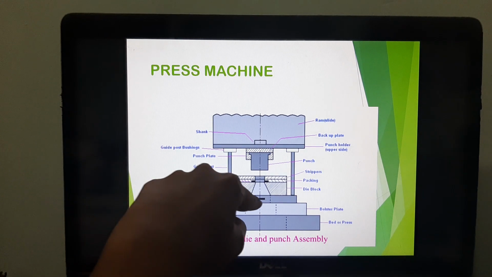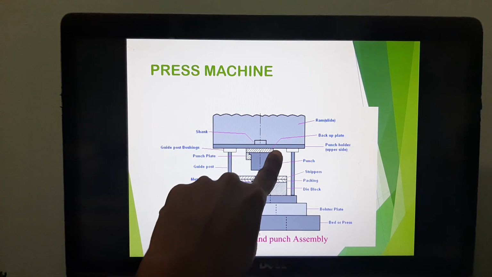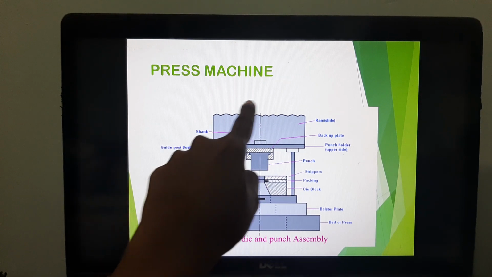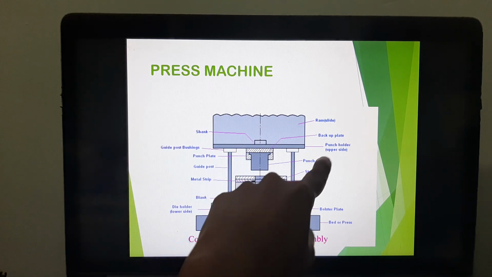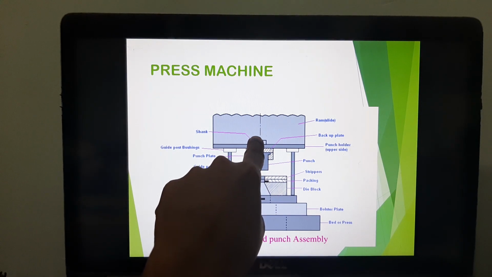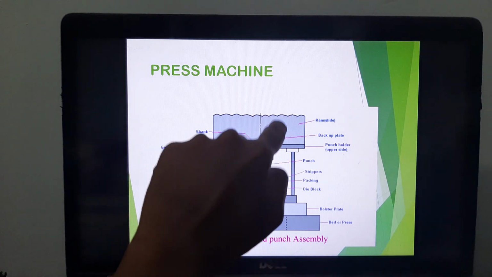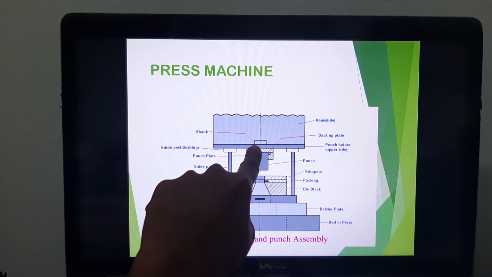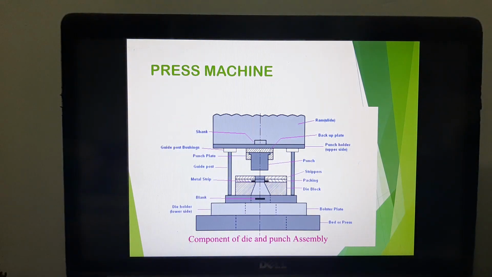The die holder is basically to hold your die. And the shank, or the body, is here. This is your shank, and then you also have a punch holder to hold your punch. Remember, punch and die are your molds. So you have a punch holder to hold the punch in place, and a die holder to hold the die in place. That's how it functions.